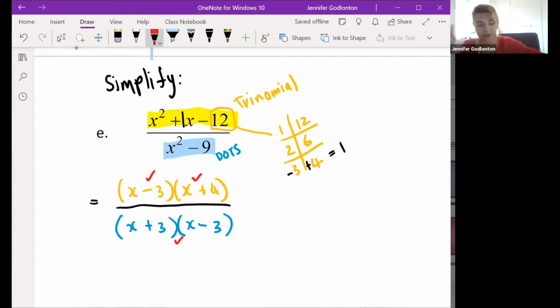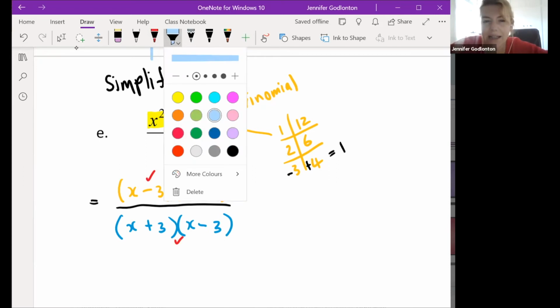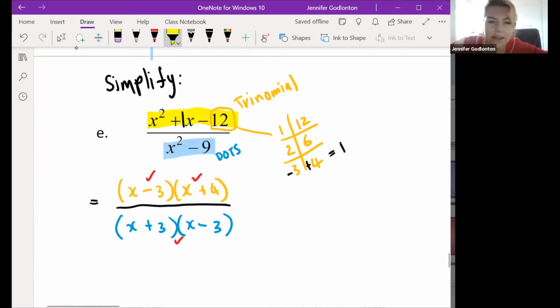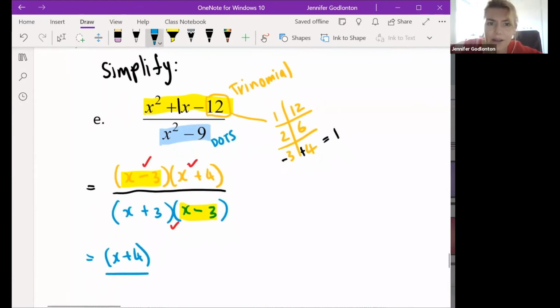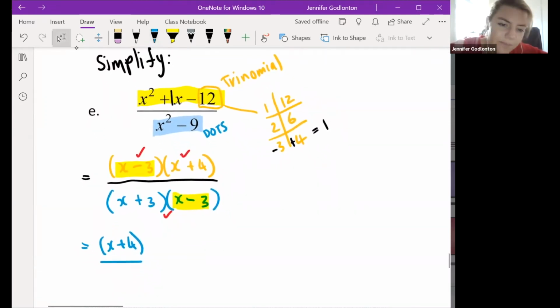Okay, so this is the first part of our question, and then we just need to finish it off. Now that everything is one term, I'm going to use a highlighter so that you can still see what's underneath it. This x minus 3 is the same as that x minus 3, so they're going to cancel each other out. What I'm left with is x plus 4 at the top and x plus 3 at the bottom.